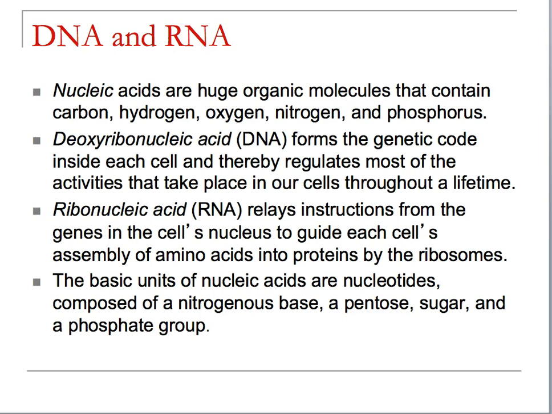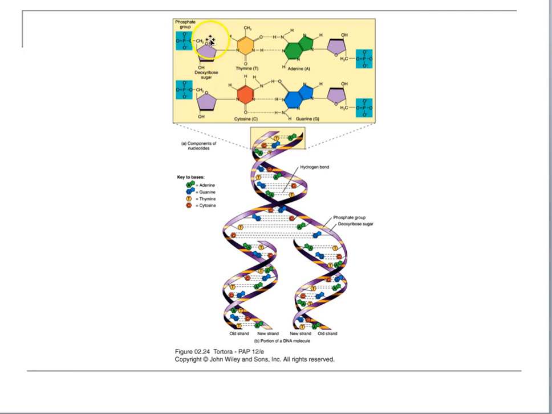Deoxyribonucleic acid forms the genetic code inside each cell and thereby regulates the activity that takes place in that cell, if those cells are with us for any period of time. Ribonucleic acid is an intermediate. It relays instructions from the genes inside the cell to make specific proteins so that you can assemble amino acids correctly. Okay? Now, when we put these things together, this is what you need to understand.